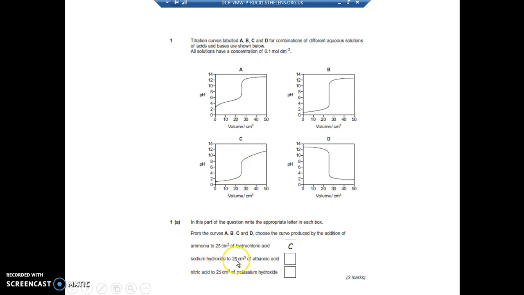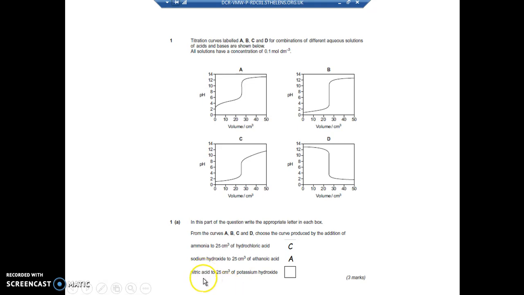Sodium hydroxide to 25 centimeters cubed of ethanoic acid. So that's a strong base to a weak acid. So this is a weak acid here, starting off at pH 3 and going up slowly up to pH 7, and then the pH shooting up quickly straight up to pH 13 or 14. So your answer there is A.